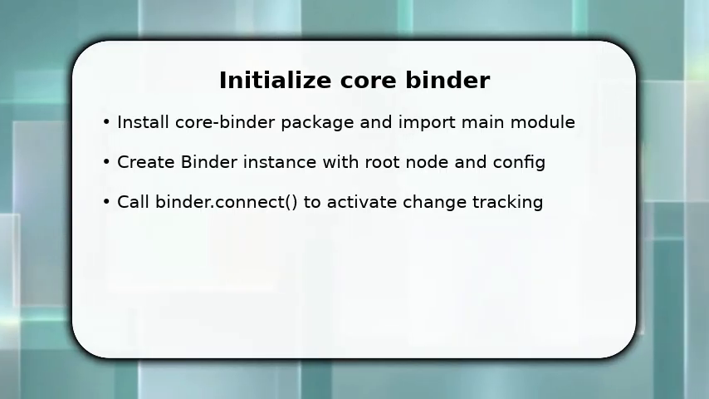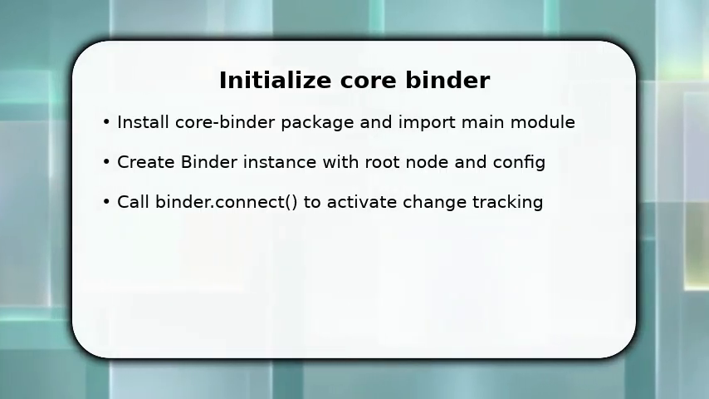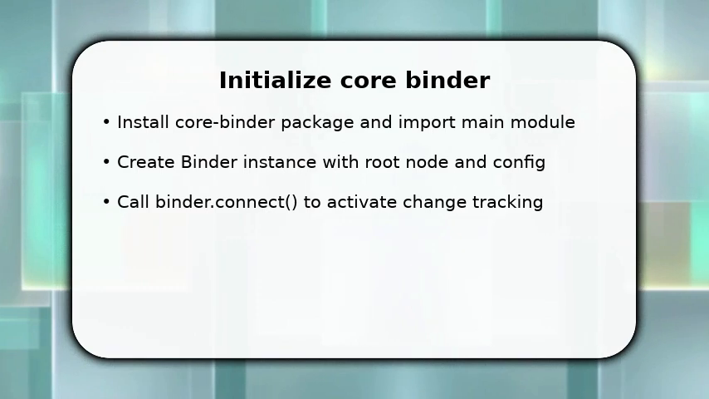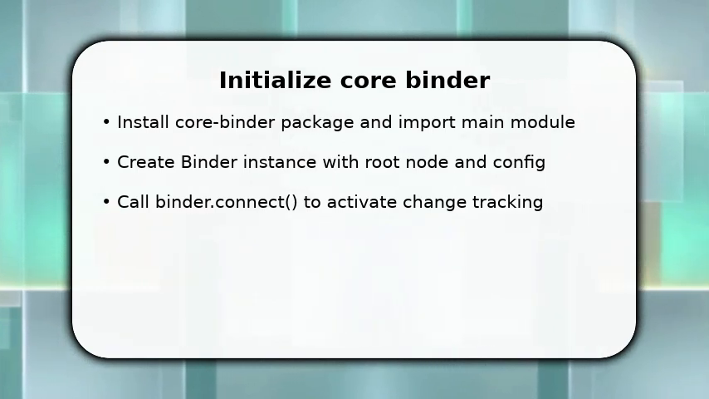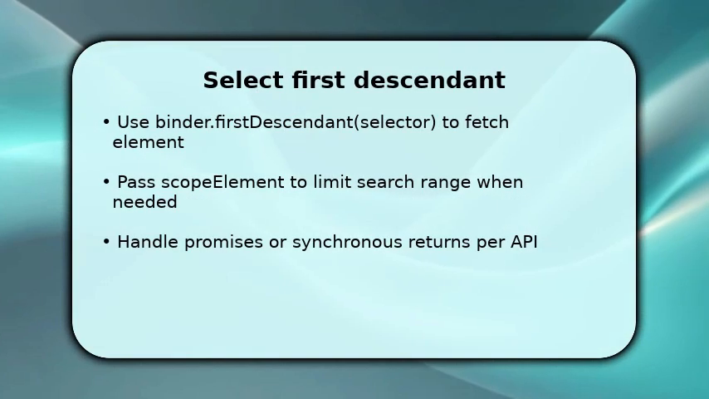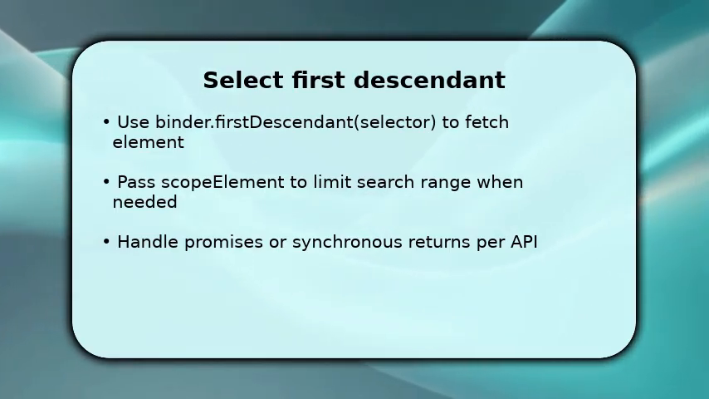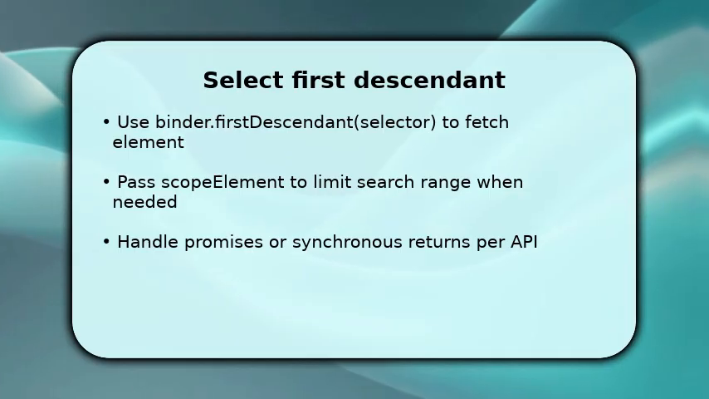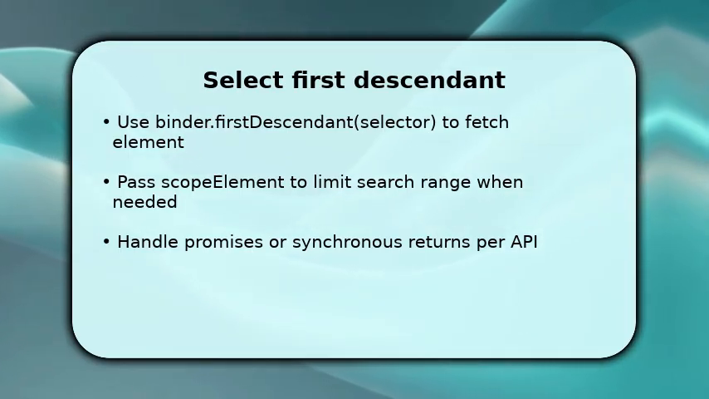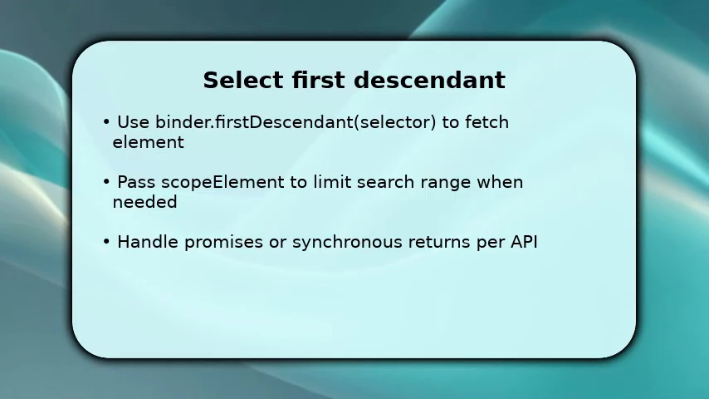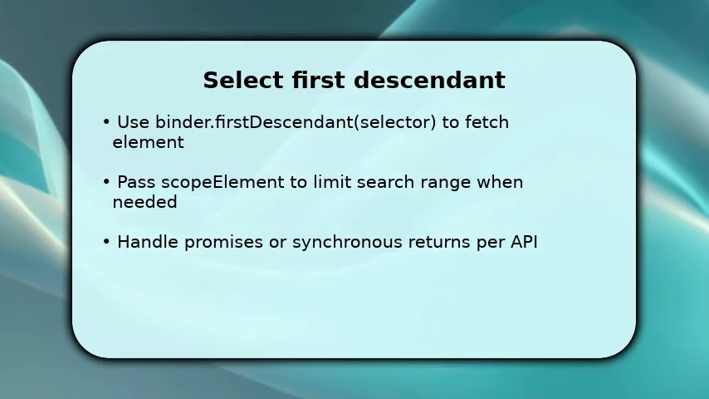Make sure to set minimal selectors and options so lookups are deterministic and fast. This reduces ambiguity when you request the first Descendant. You now perform the actual selection. Call binder.firstDescendant with a CSS selector string to retrieve the first matching node. If you need tighter control, pass a scope element as the second argument so the search stays local. This prevents accidental matches elsewhere.